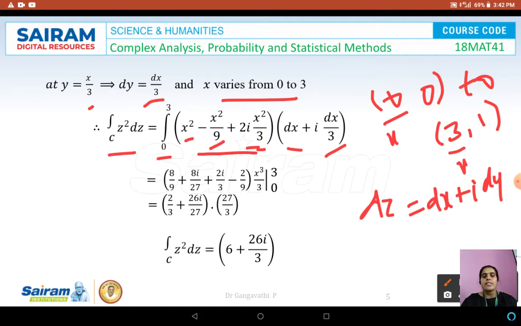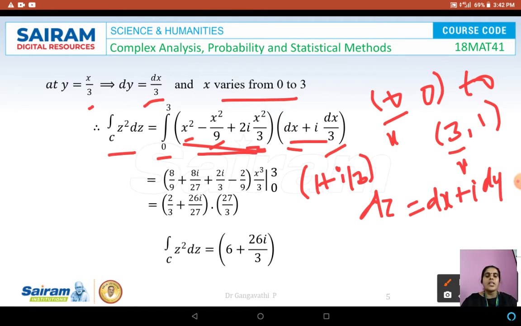Okay, before that let us multiply it and then perform the integration. So here, dx plus i into dx by 3. You can take out dx as a common term. So we have 1 plus i by 3, and that can be multiplied with this. So after multiplying, we can perform the integration.